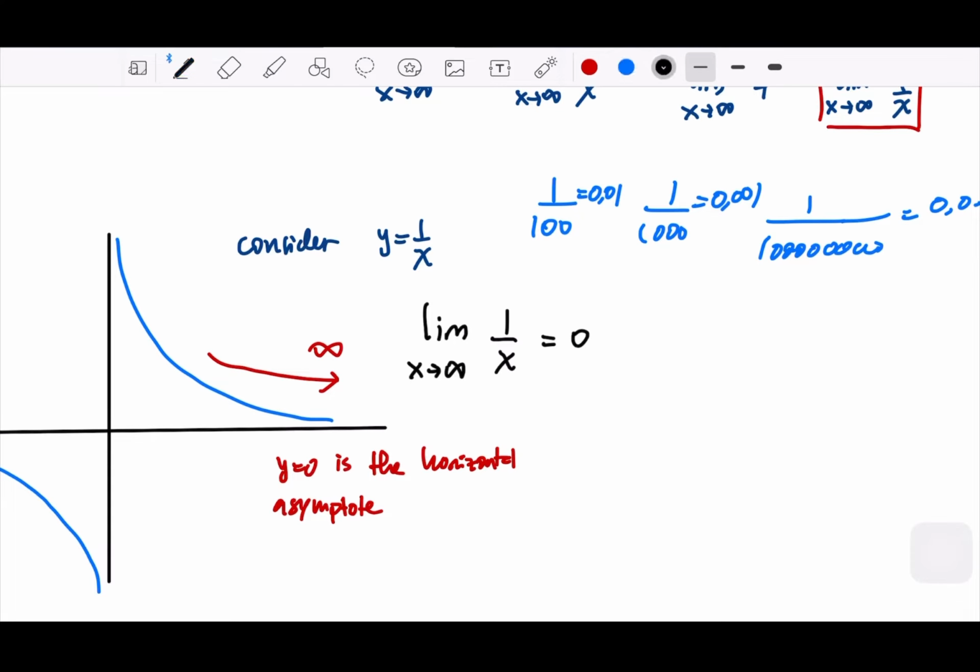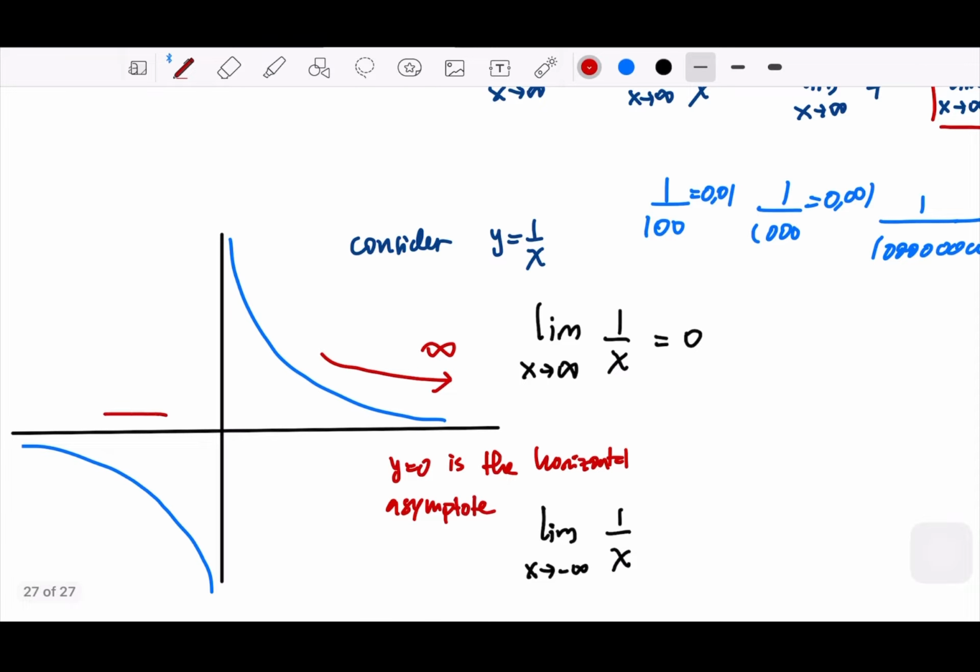And also when you have the limit as x approaching negative infinity, it means that it's going to the left, okay? It's going to the left, to here. This means that it's also going to approach the horizontal asymptote, y equals 0. So this will also be 0.